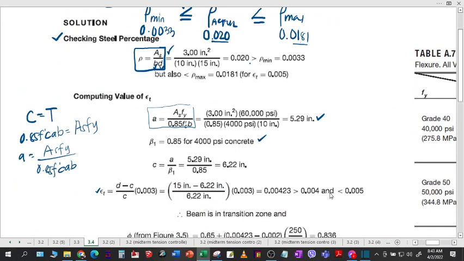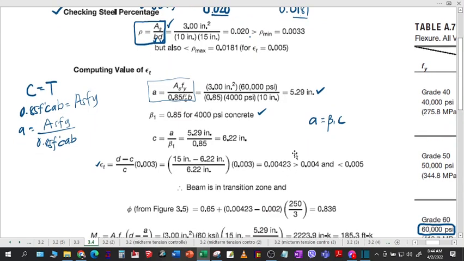Therefore, we can already compute for the value of C, because we know that C is A over beta 1. Or A is beta 1 C. And then manipulating so that we can solve for C, C is A over beta 1. Hence, we get this value. Then after that, we are now ready to solve for the tension strain in steel.